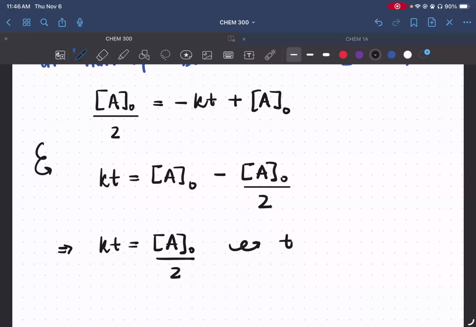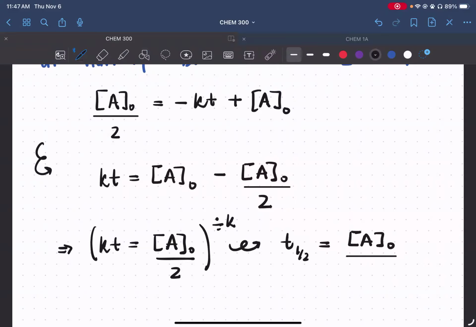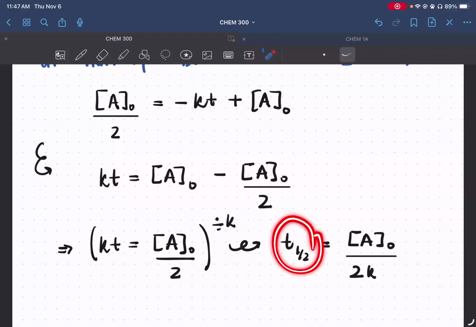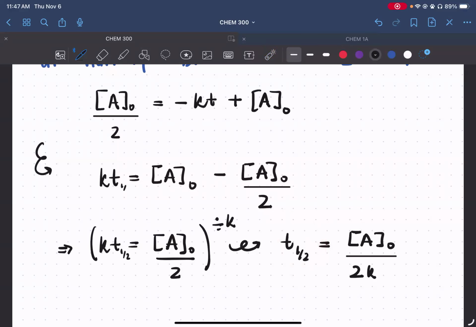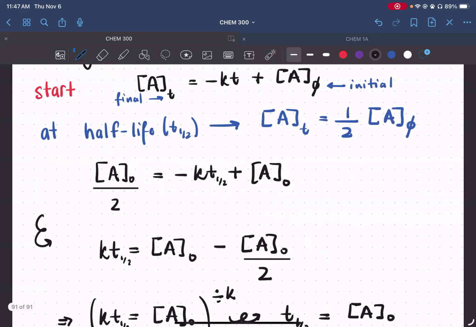To get t, we are going to divide both sides by k. This tells us t half is equal to the concentration of A all over 2k. Where, of course, this entire time, we've been working under the assumption we're trying to do half-life, so that T can be very specifically labeled T half, as in T half-life.